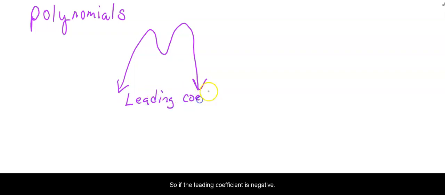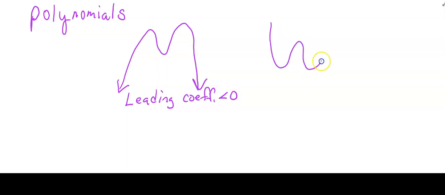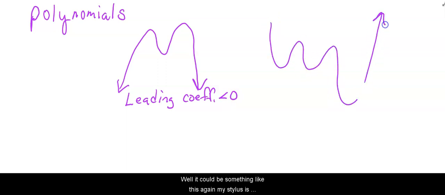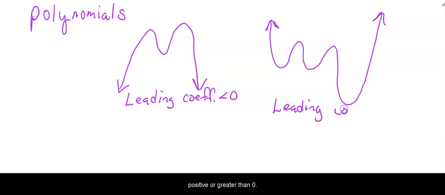So if the leading coefficient is negative, then both arms will go down for an even degree polynomial. Leading coefficient is less than 0. What would cause them to go up? Well, it could be something like this. And again, my stylus is kind of cutting in and out. On this one, you can see that both arms do go up on the end. This one is with the leading coefficient being positive or greater than 0.